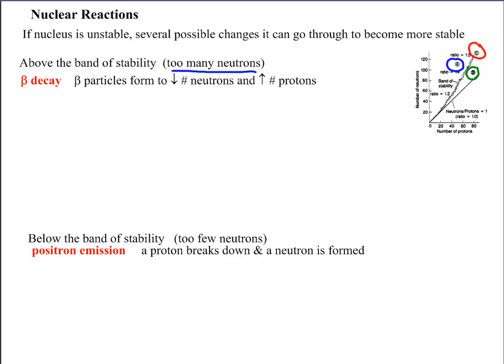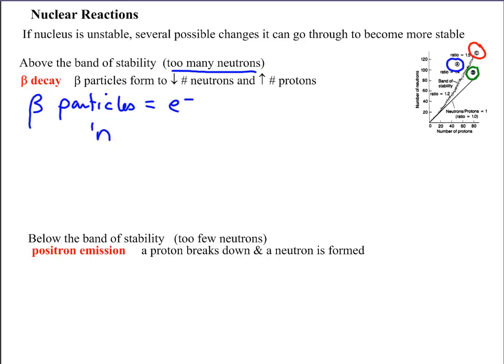So the isotope wants to go through a process to decrease the number of neutrons and increase the number of protons. So what happens is the neutron actually breaks down. Beta decay generates beta particles. Beta particles are electrons generated from the nucleus. Same mass, same charge as electrons outside of the nucleus, but they come from the nucleus, and they come from the neutron breaking down.